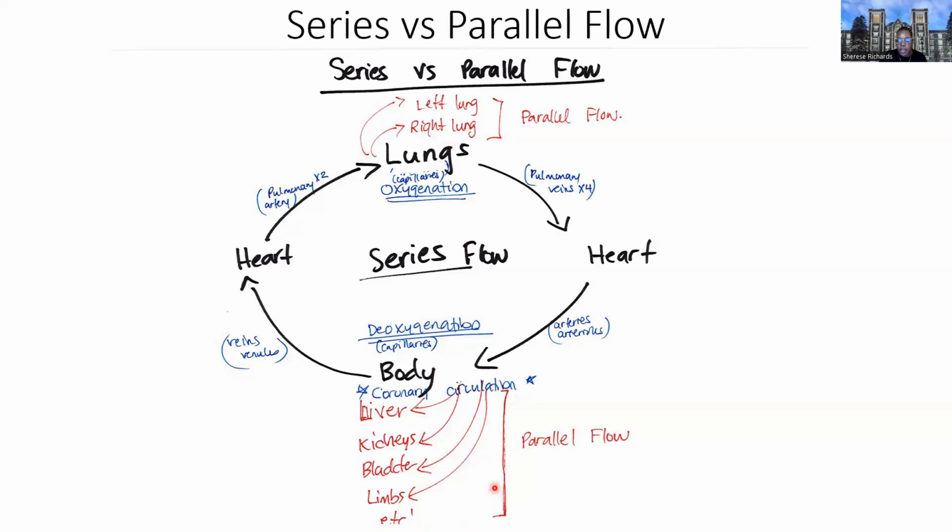Similarly, in the systemic circulation, some percent goes to the liver, some percent goes to the kidneys, and some percent goes to the bladder, limbs, etc. And it can be flowing in parallel in the systemic circulation as well. Okay, so very important to be able to differentiate when blood is flowing in series, where it has to stop at every single point, versus when it is flowing in parallel, where now it has a percentage that is distributed across different tissues within the systemic and pulmonary circulation.